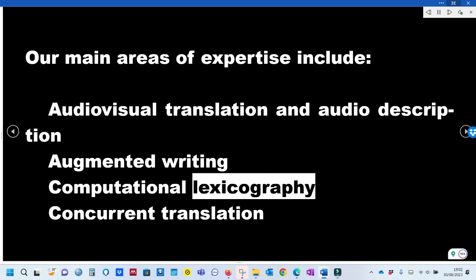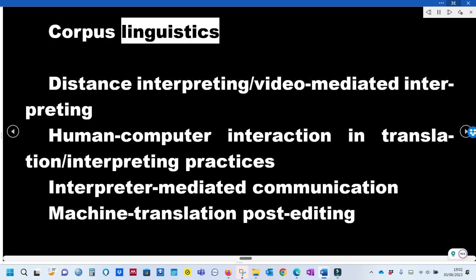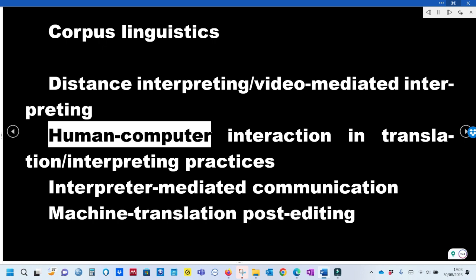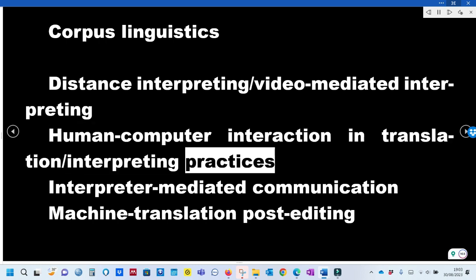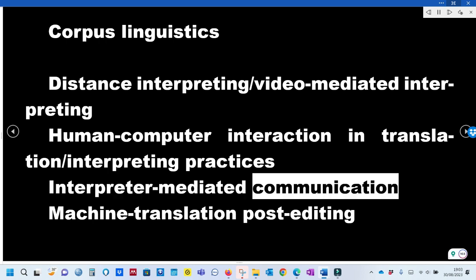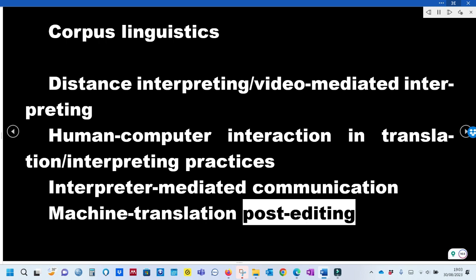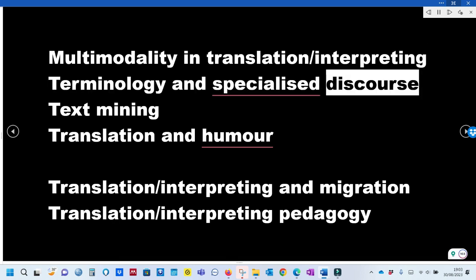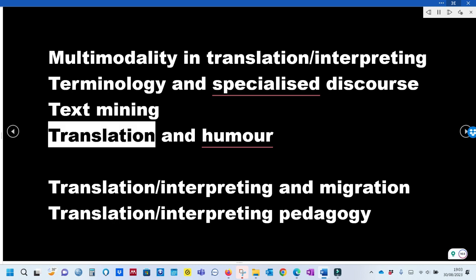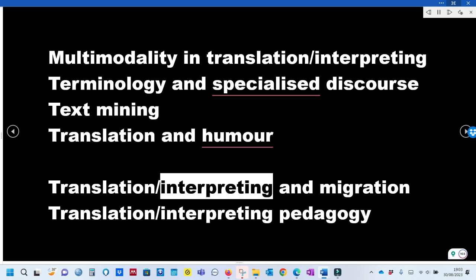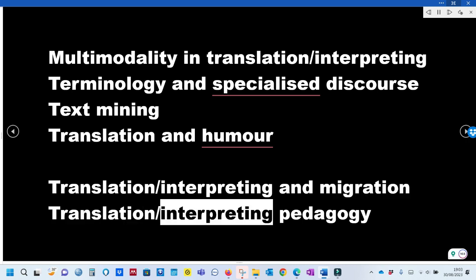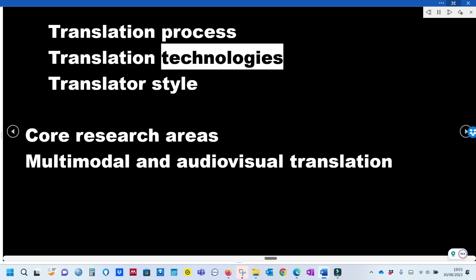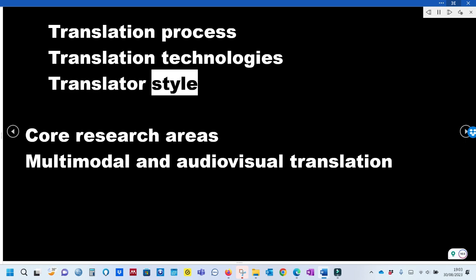computational lexicography, concurrent translation, corpus linguistics, distance interpreting and video-mediated interpreting, human-computer interaction in translation and interpreting practices, interpreter-mediated communication, machine translation post-editing, multimodality in translation and interpreting, terminology and specialized discourse, text mining, translation and humor, translation, interpreting and migration, translation and interpreting pedagogy, translation process, translation technologies, translator style.